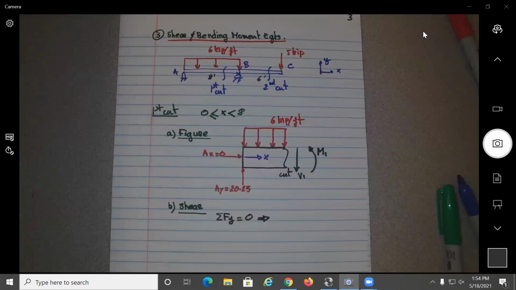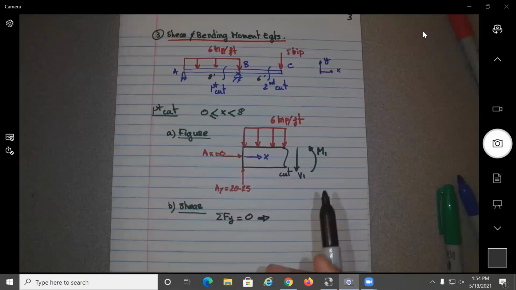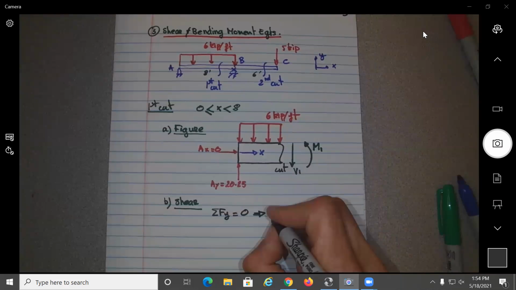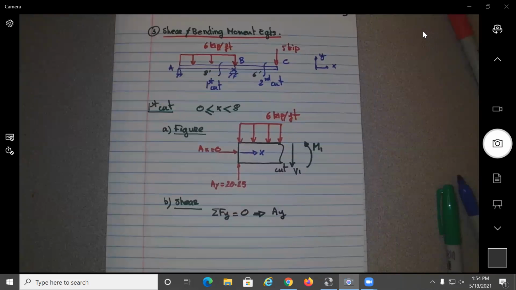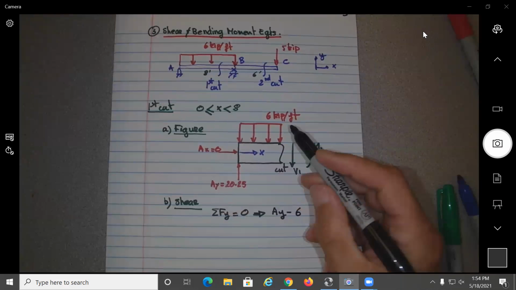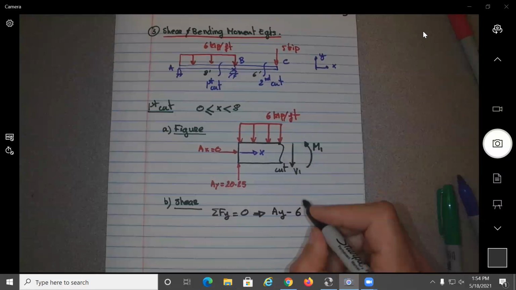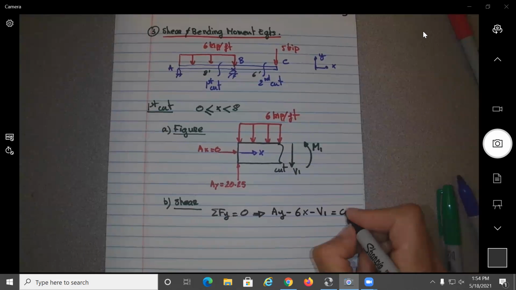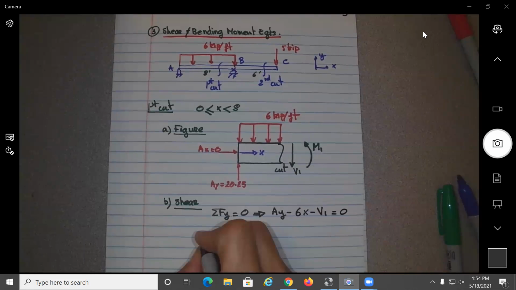So again, all the equations come from figures. So figures are very important. So what are the forces on the Y? Will be AY minus what? Minus 6, which is acting over what distance? X. Perfect. Minus V1 equal to 0. So now we can solve here for V1.